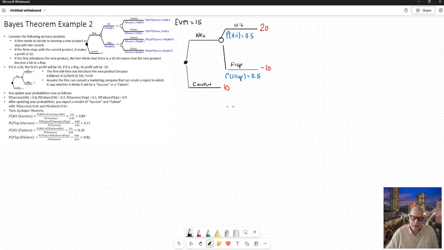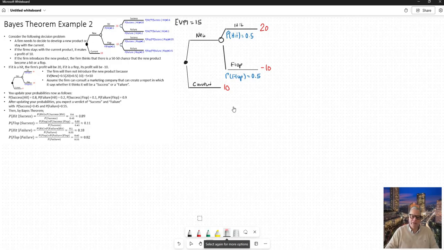But next, let's assume you have imperfect information. And the industry that's responsible for imperfect information is the consulting companies or marketing companies. And let's assume that you could consult a marketing company. The marketing company will look at your new product and will evaluate it and will come back with a verdict that says, we think it will be either a success or a failure. So the marketing company will not tell you it will be a hit or a flop, but something similar.